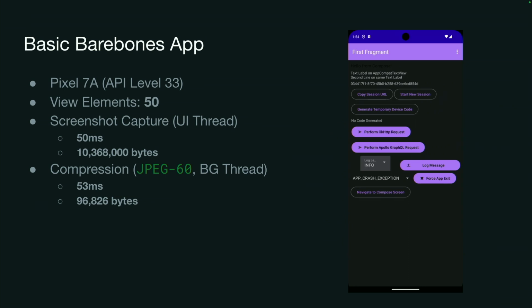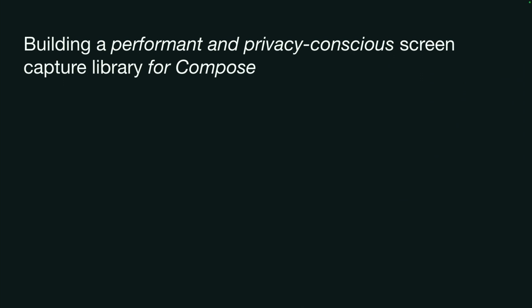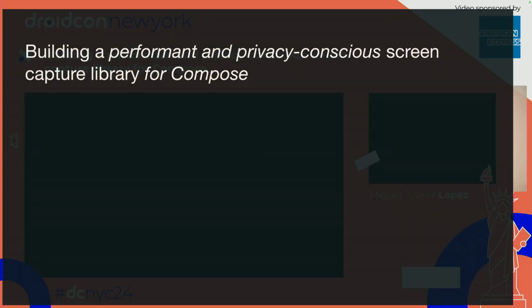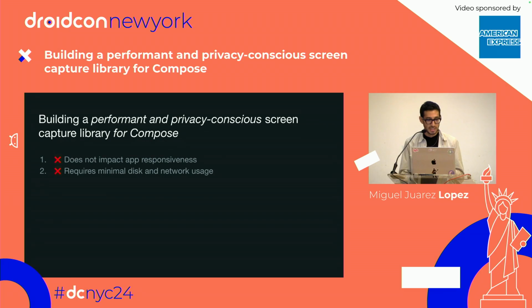So you can only imagine that more complicated screen, more everything. High CPU, high memory, relatively high disk. So yeah, let's see how well we did with this solution, according to the title of my talk. Does not impact app responsiveness? Yeah, it probably does. You'll notice the stutter.